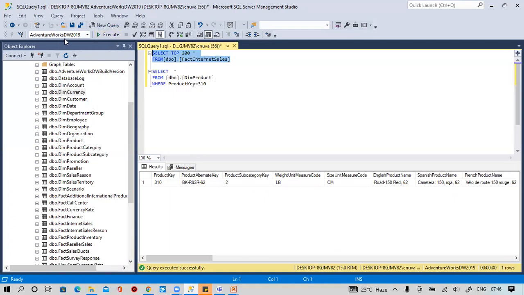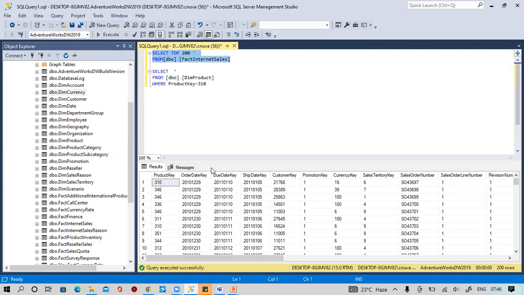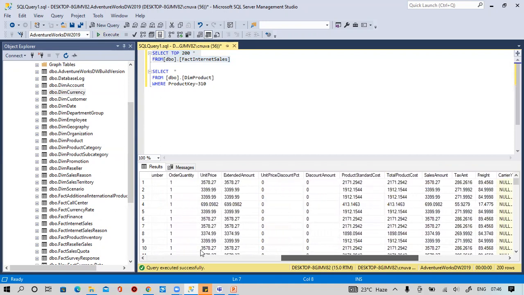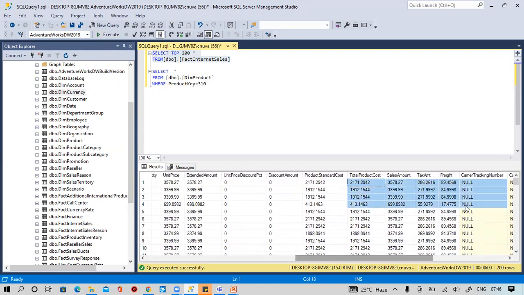Let's say I have one database in which there is one table, the fact internet sales. I just run this query, and here, see, these are the dimension keys. What I said: a fact table is a table which contains the dimension keys and measure values. What are the measure values? Sales amount, tax amount, freight amount, and so on. Got it or not?